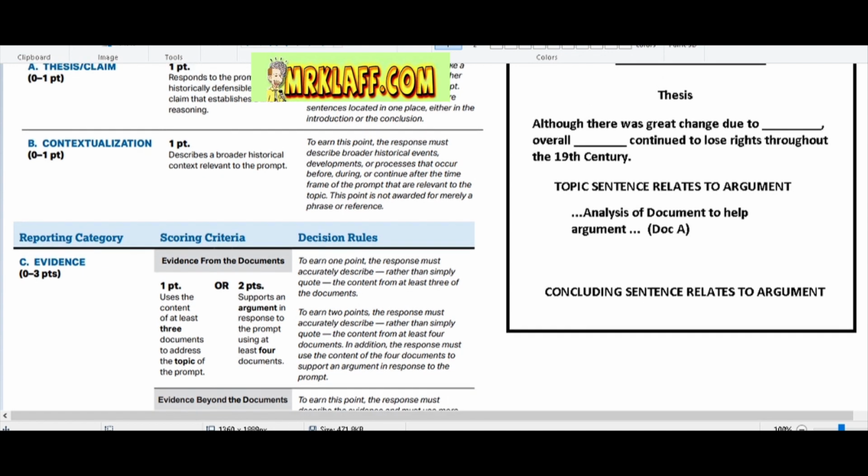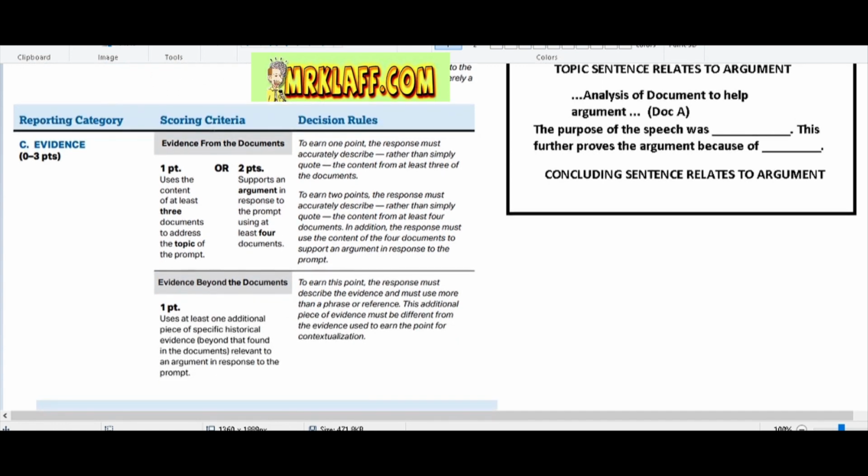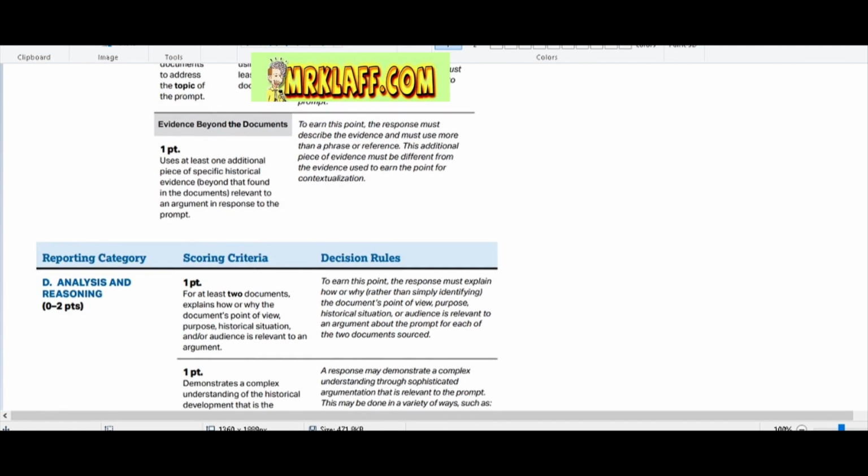As we go through this, before we get to evidence beyond the documents, I want to talk about down here. This point has confused people. They say, well, how do I do it? I just put in my purpose. It's more than that. It used to be for 4 documents, and now it's for 2 documents.